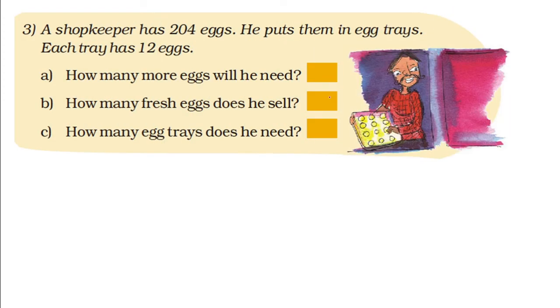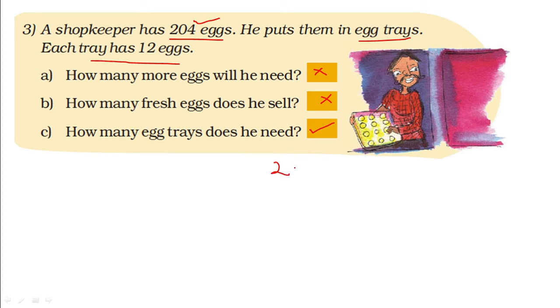Next is, a shopkeeper has 204 eggs. He puts the eggs in trays. Each tray has 12 eggs. This is distribution of eggs, which means this is a problem of division. How many more eggs will he need? Nothing about more eggs, because the total is 204. How many fresh eggs does he sell? It says nothing about fresh or stale eggs. How many egg trays does he need? This is the question.